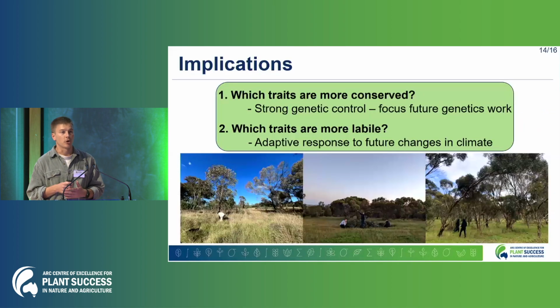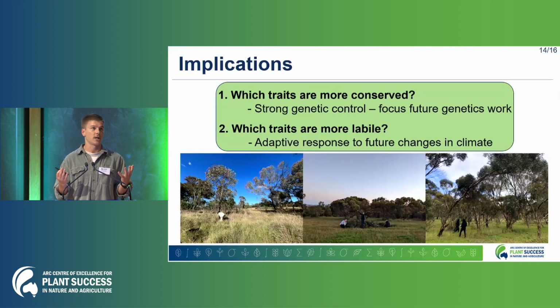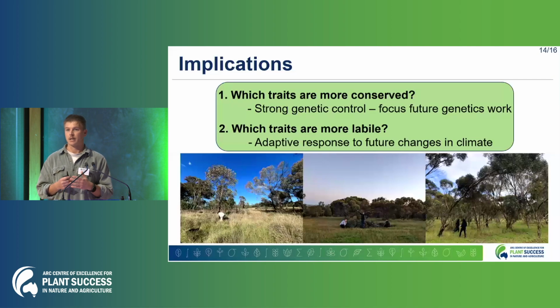And so applying this approach to this wide range of traits that we've done can indicate 2 things. Firstly, it can tell us which traits appear quite conserved and are under a strong genetic control. So this can help us narrow our focus for future genetics work. And secondly, it can help us identify which traits are labile, so which respond strongly to new environmental conditions, which can indicate to us what adaptive strategies eucalypts have that might help them respond to changing environmental conditions and in particular climate change.